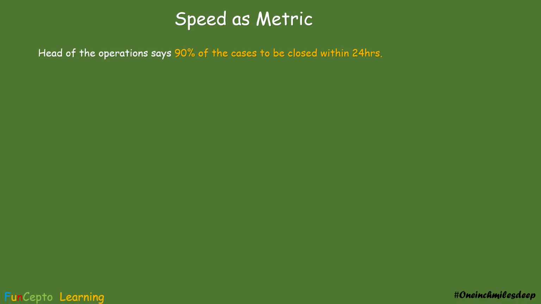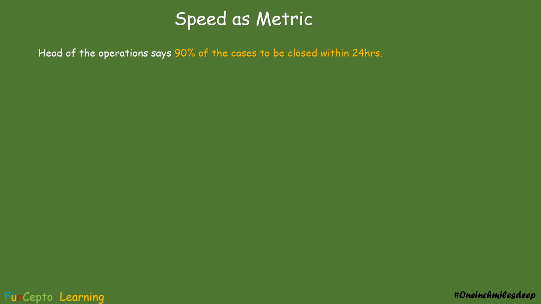Now you have a head of the operation who says, I want 90% of the cases to be closed within 24 hours. And that's the target that has been given to, for example, Tofu. Tofu manages a case management team. The first thing that we need to do when we have a goal like this is to know how we measure it the right way.